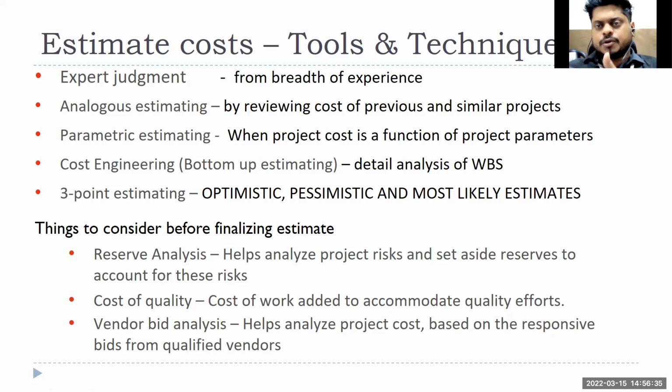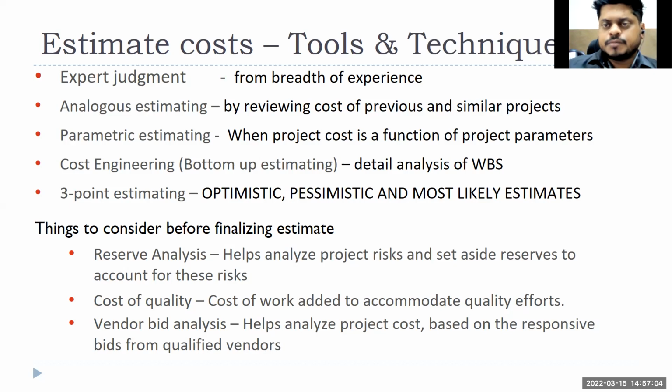Similarly, if you think about all those constructions, right? If some of you have given your houses to contractors to build, generally they'll charge based on square feet. Per square feet, 1,500, 2,000, 2,500, depending obviously upon the location. So that is where the parametric estimating happens, right? If you want to build a 2,000 square feet house, 2,000 square feet multiplied by 1,500 or 2,000, right? So that is where it will be a parametric estimate.